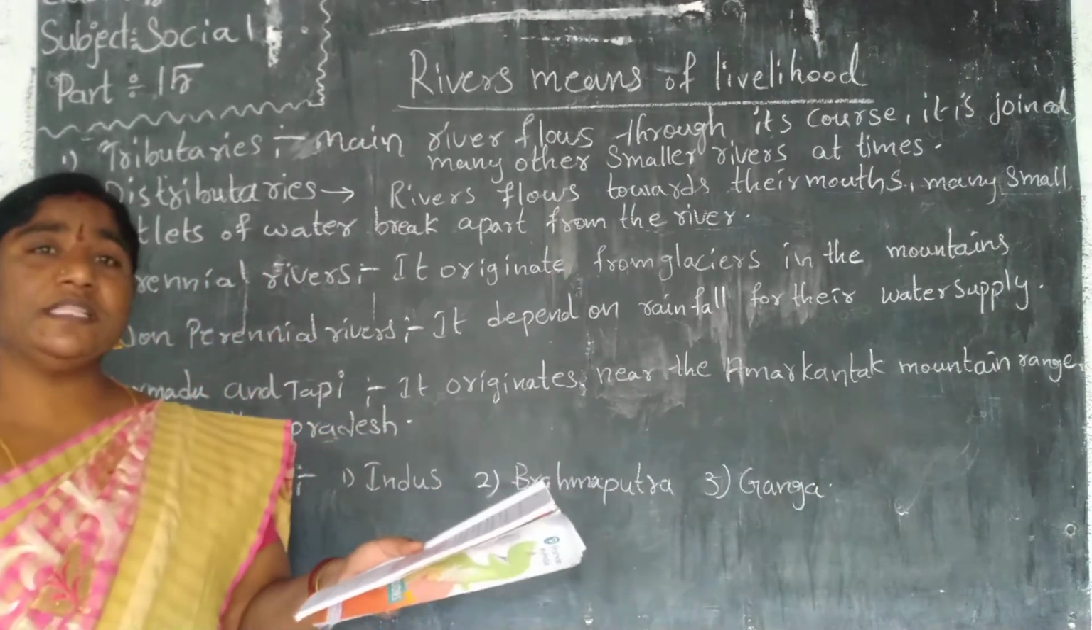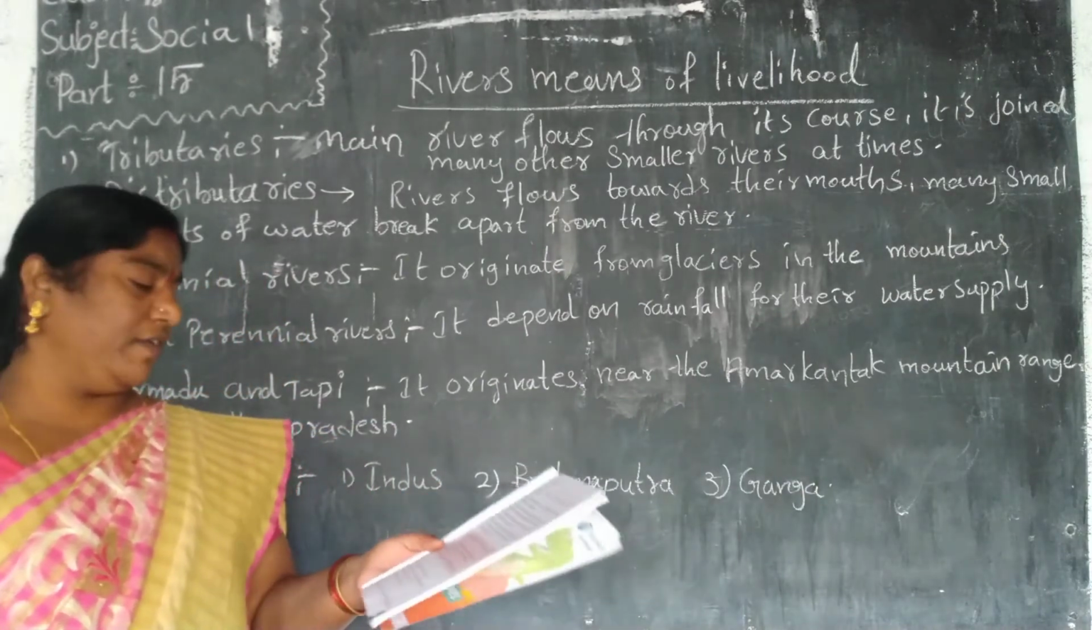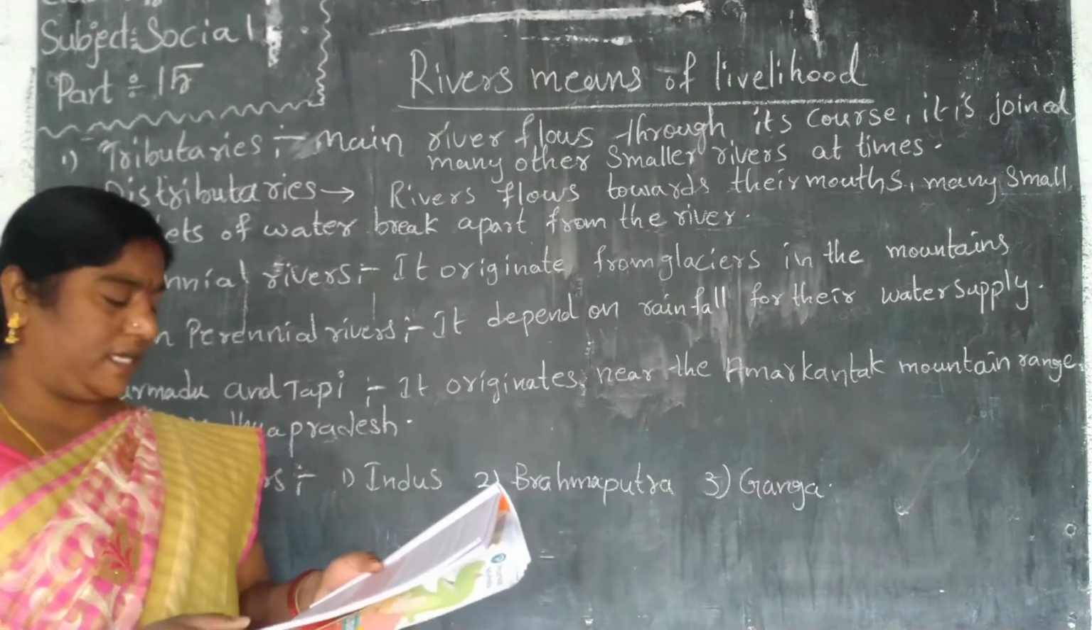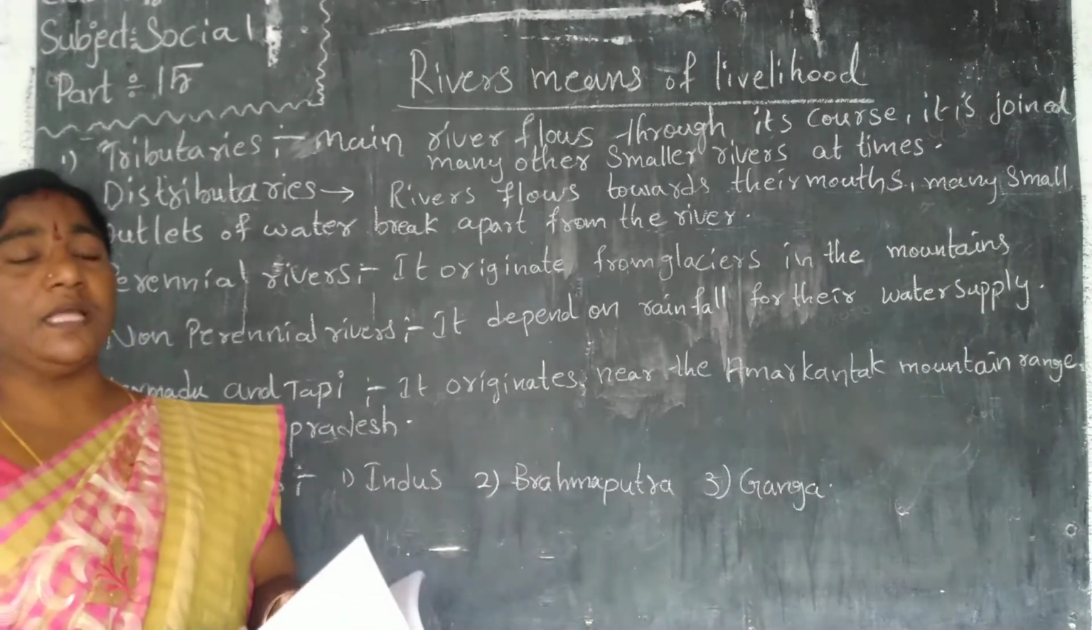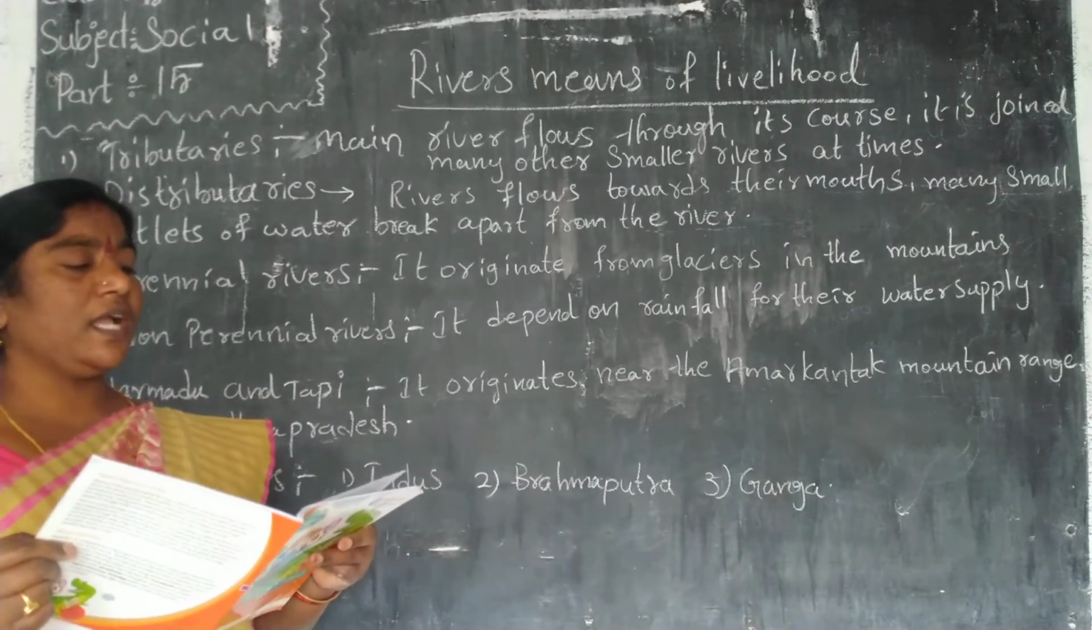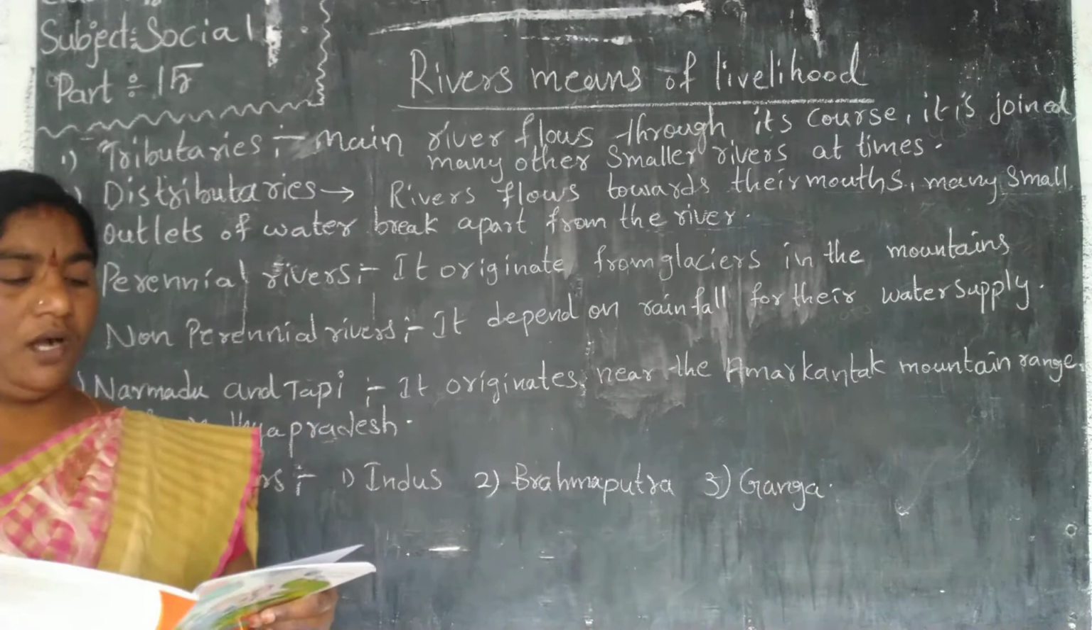The next, third one, is the non-perennial Kaveri river. It originates from the Western Ghats and flows through Karnataka and Tamil Nadu. It flows through two states. It is also called Dakshina Ganga, and it flows into the Bay of Bengal.